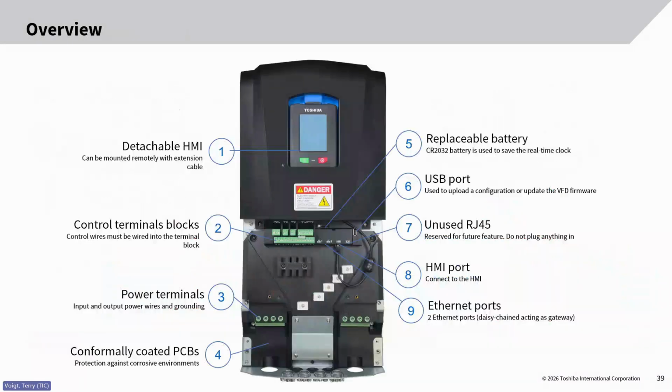A quick overview of what the WC1 looks like, what it has inside of it. The HMI is detachable. It can be remote mounted. There's control terminal blocks that can be remote mounted. The power terminal blocks are at the bottom left that you see there. The PCBs are all conformally coated, so that complies with a lot of environmental standards. There's a replaceable battery used to save the real-time clock, USB ports, there's an HMI screen port, and also 2 daisy-chained Ethernet ports as well. That can be used with Ethernet IP and also Modbus TCP IP. Here's a closer look at the actual terminals themselves.